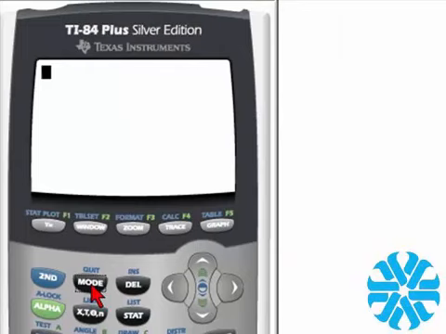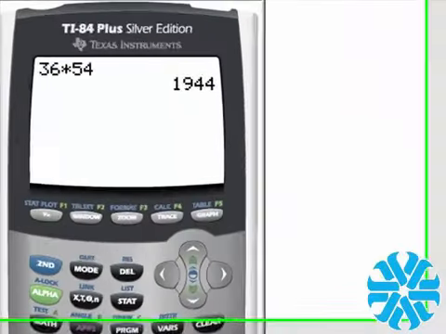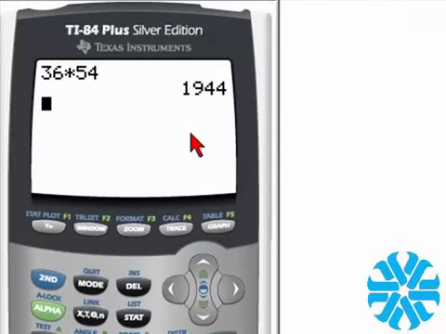First, you will see the difference between the normal and scientific mode. We will enter a simple calculation, such as 36 times 54. Hit the Enter key, which is equivalent to the equal sign, and you can see that the answer is displayed as 1,944.